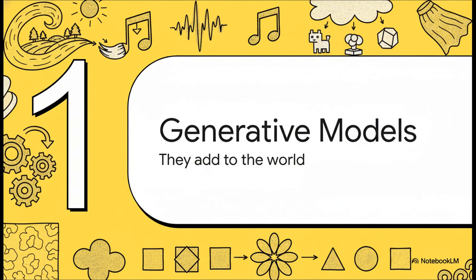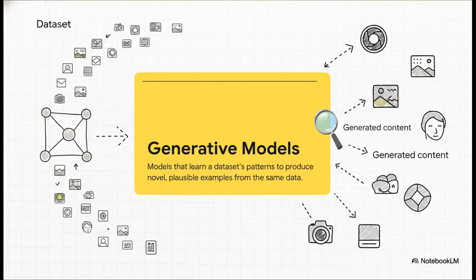The technology behind that crazy image is something called a generative model. And really, the key idea is right there in the name. You see, unlike most AI that just analyzes the world, these models are designed to add to it. So what does that really mean?